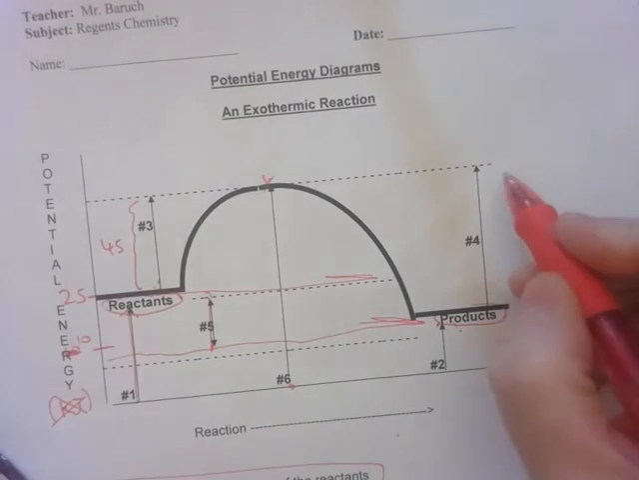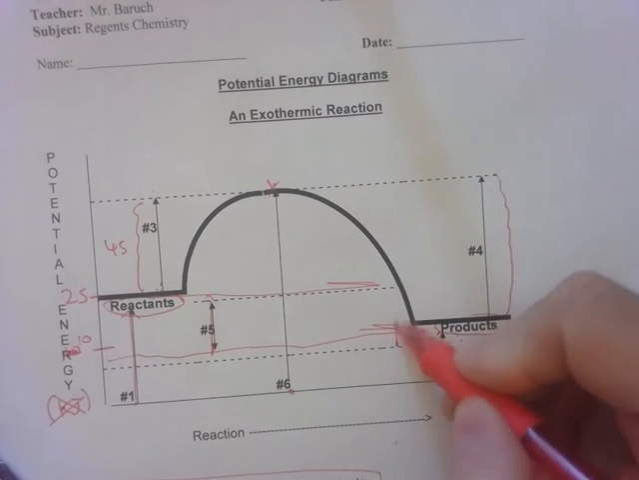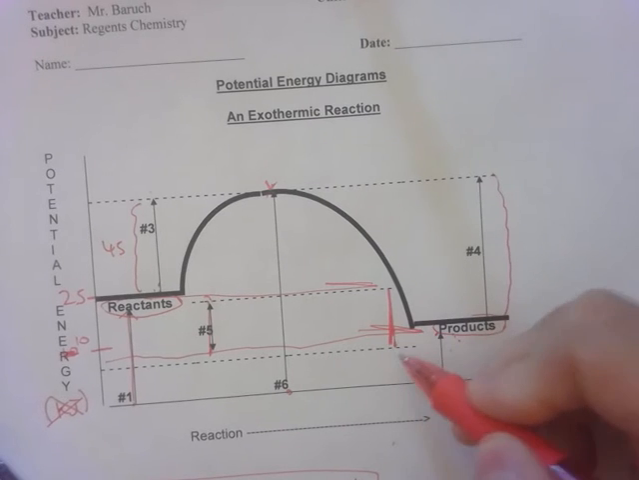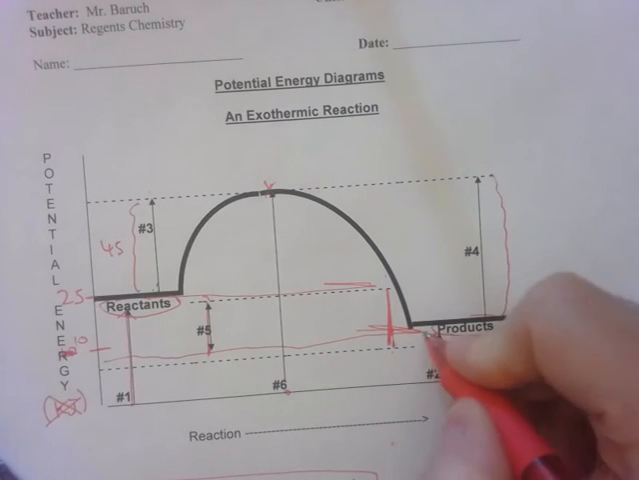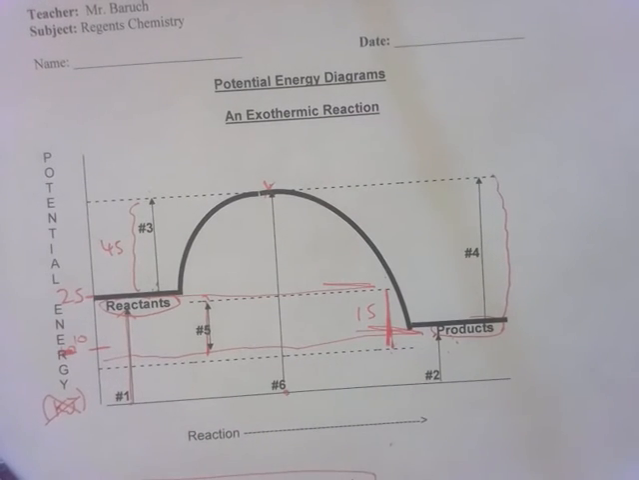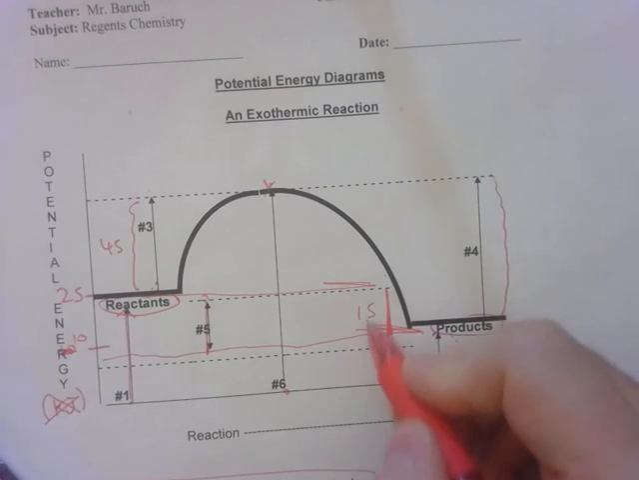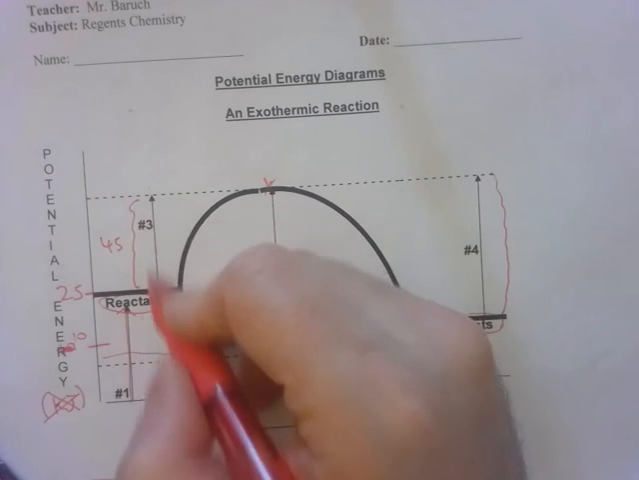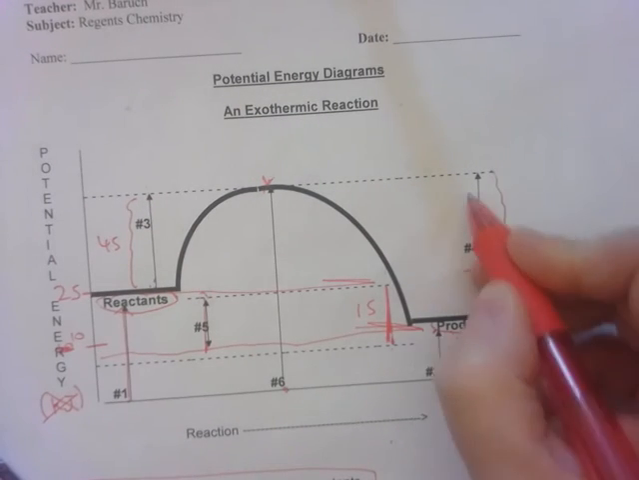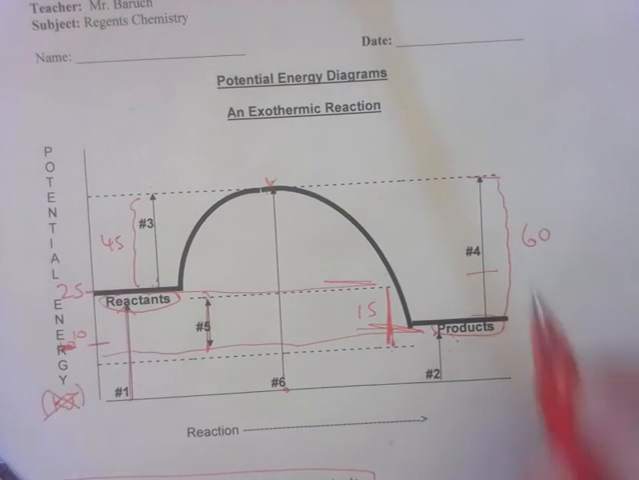So I want this line, right? Well, think about it. From here to here, we've already established that's 15 units of energy. It goes from the product line to the reactant line, which is already 15. Now technically it's negative 15, but that's because we're going the other direction. If we're going up, that's 15. So if this is 15 and this is 45, then this is 15 plus 45. That would be a total of 60 kilocalories per mole.